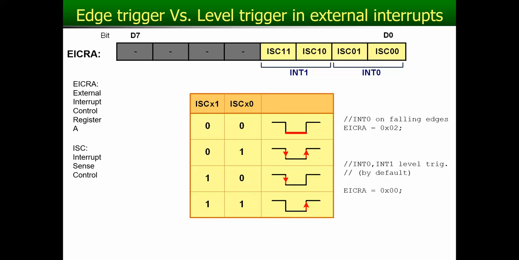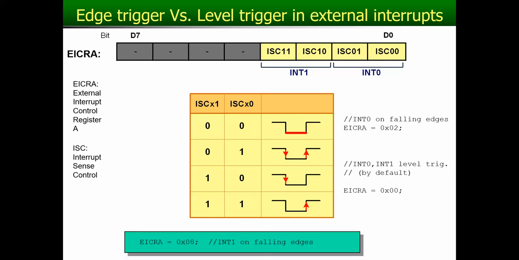For now, I've seen cases in which we are triggered on a falling edge or rising edge. A question could be that EICRA has been put 08. Now tell me which interrupt has been configured as which type, edge trigger or level trigger. If you look at the 1000, it means there is a 1, there is 0, 0, 0. So the answer is interrupt 0 has been configured as a level trigger, and interrupt 1 has been configured as edge triggered, falling edge.